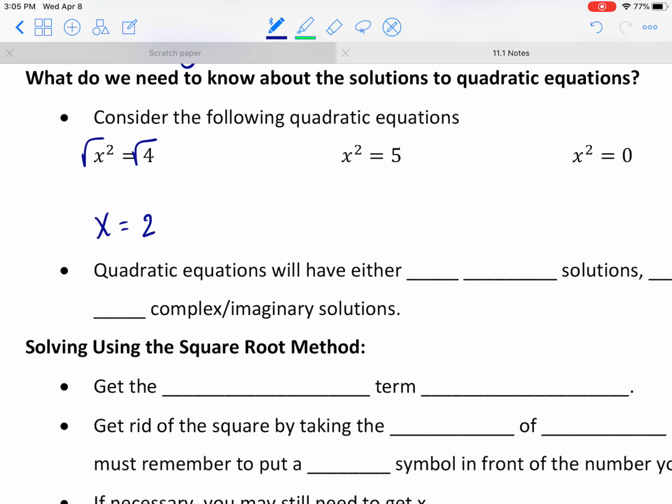Now, that poses a problem for us. Oh, let me go back here. That poses a problem here. If we just took the square root of both sides to solve, we would say the square root of 4 is 2, but we said 2 and negative 2 squared both make 4.